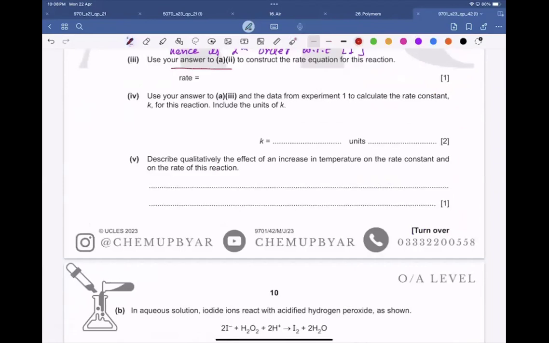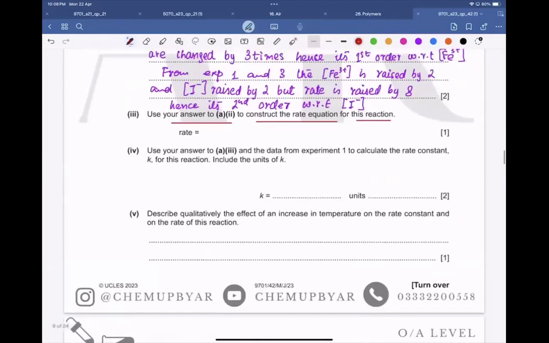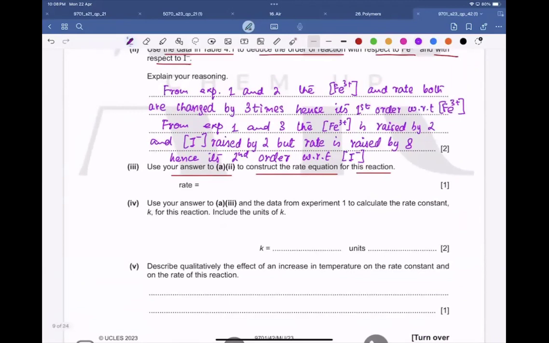Use your answer to A2 to construct the rate equation for this reaction. So in the rate equation, rate is equal to the rate constant k times the concentration of iron(III), which is raised to the power 1 because it's first order, times the square of the concentration of iodide because it's second order. So that's what the rate equation would be.